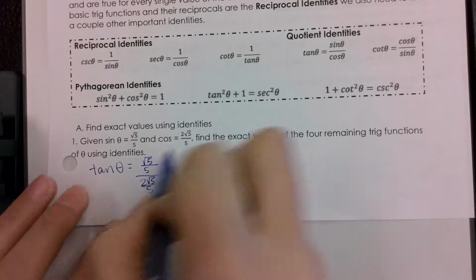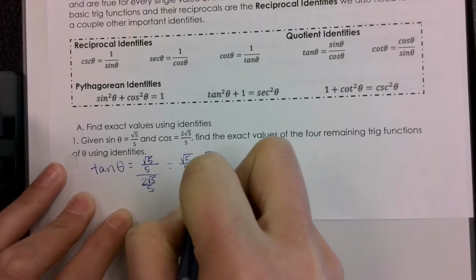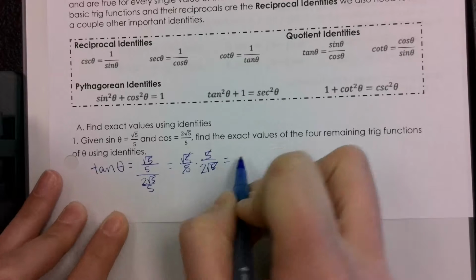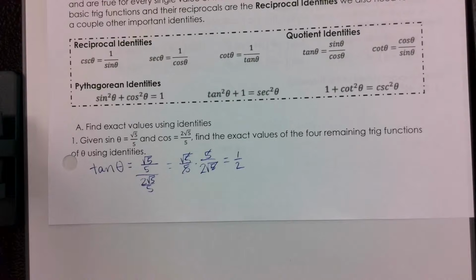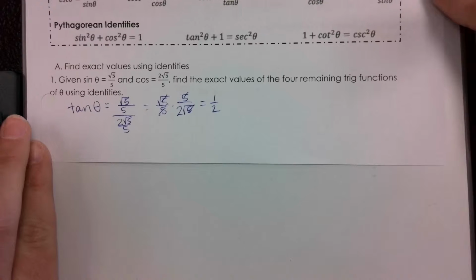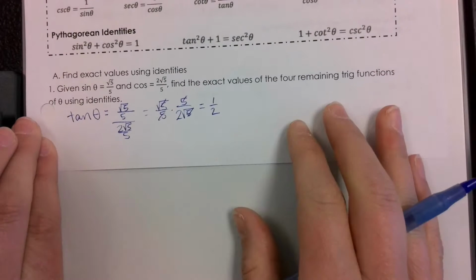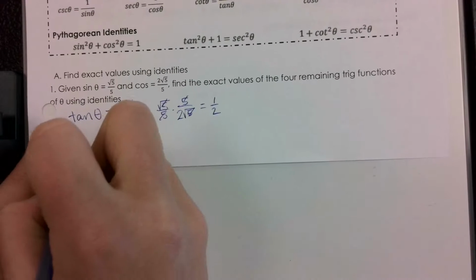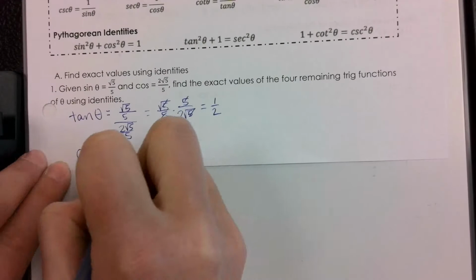All right, so this is going to be square root 5 over 5 times 5 over 2 square root 5. The 5's cancel, the square root 5's cancel. What are we going to be left with? 1/2. Is that okay? Questions there? All right, so we know that tangent is 1/2. So it's going to be super easy to find cotangent from there, right? Because we'll just flip that. So what is cotangent going to be? 2, because you're flipping 1/2, so it's just 2.